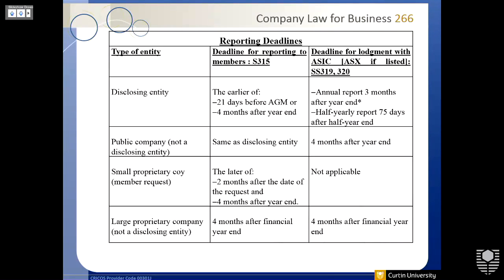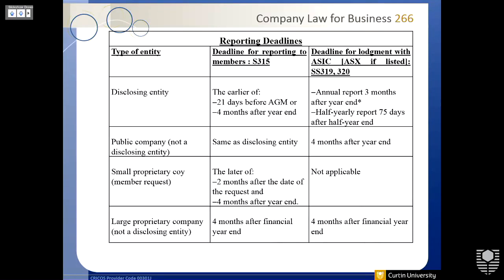Then you have a public company, which is not a disclosing entity. The requirements for deadline for reporting to members would be similar to a disclosing entity, 21 days before AGM or 4 months after year end, and for lodgement with ASIC is 4 months after year end. Small proprietary company, the later of 2 months after the date of the request and 4 months after year end, and there is no requirement for them to lodge with ASIC. Large proprietary company, 4 months after financial year end, and they have to also lodge with ASIC 4 months after financial year end.